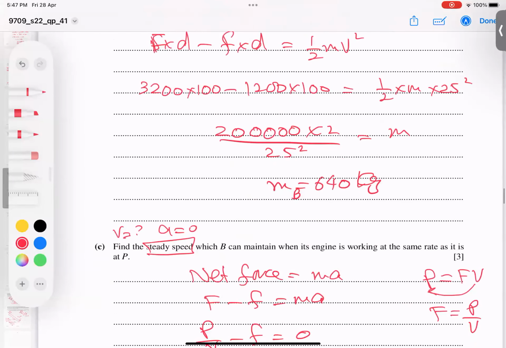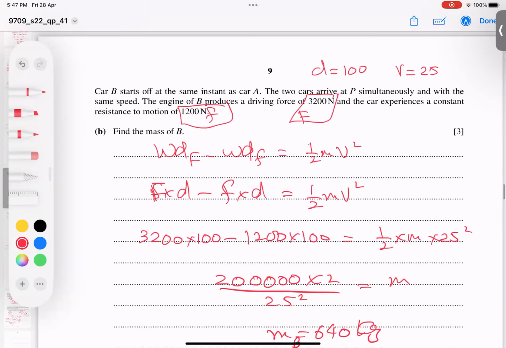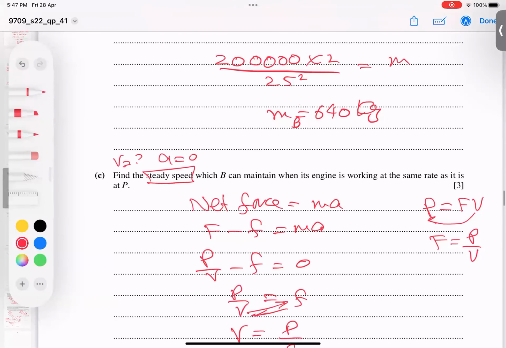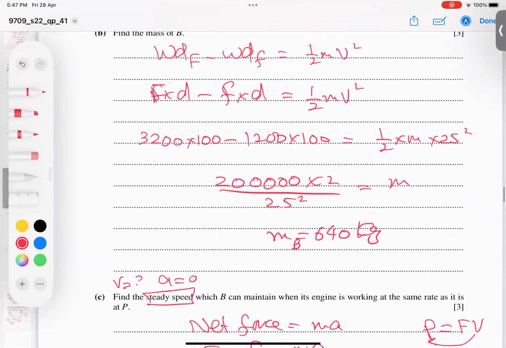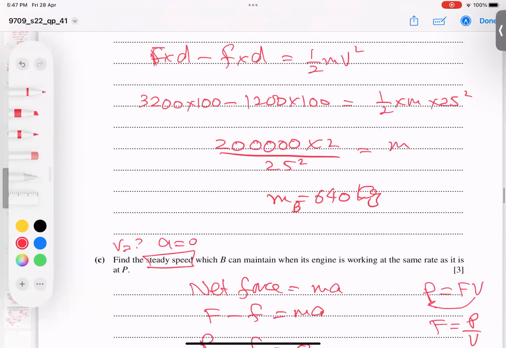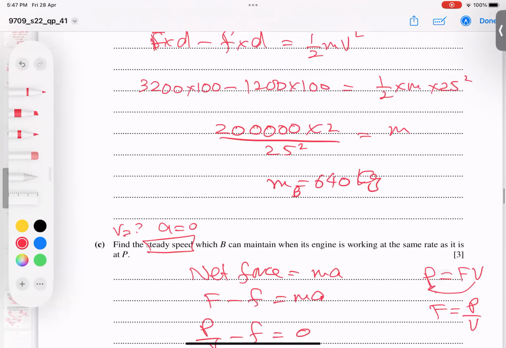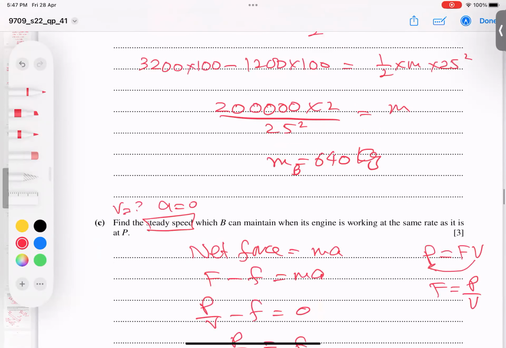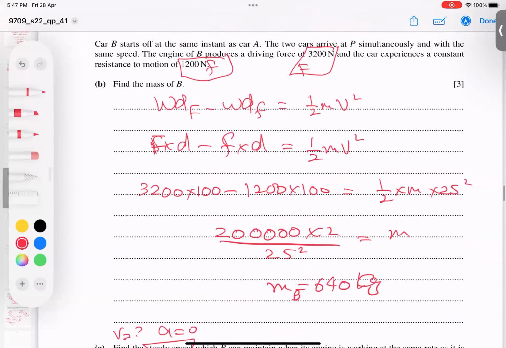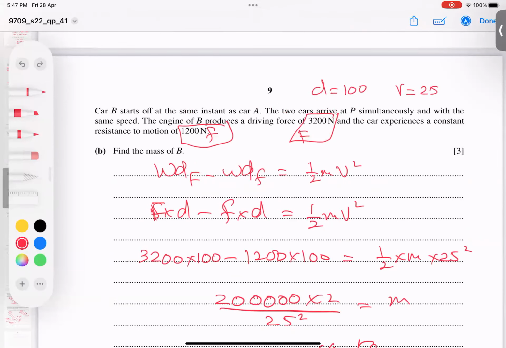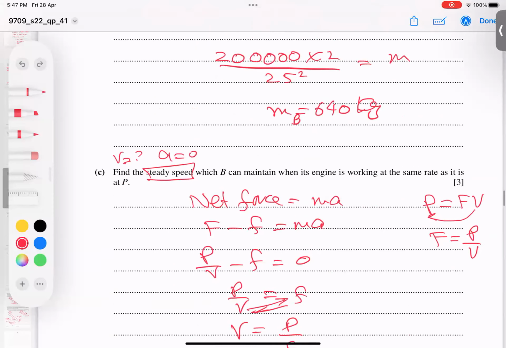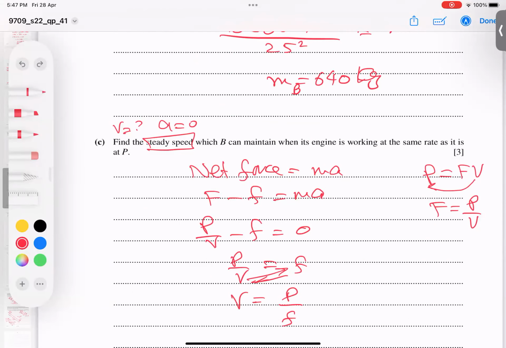What is the power? Power formula, because the driving force is given. Wait a minute. The applied force, 3200, is given. And what is the speed? So I can find it easily using this formula: power equals force into velocity. Force is 3200 and speed is 25. So I have the power.